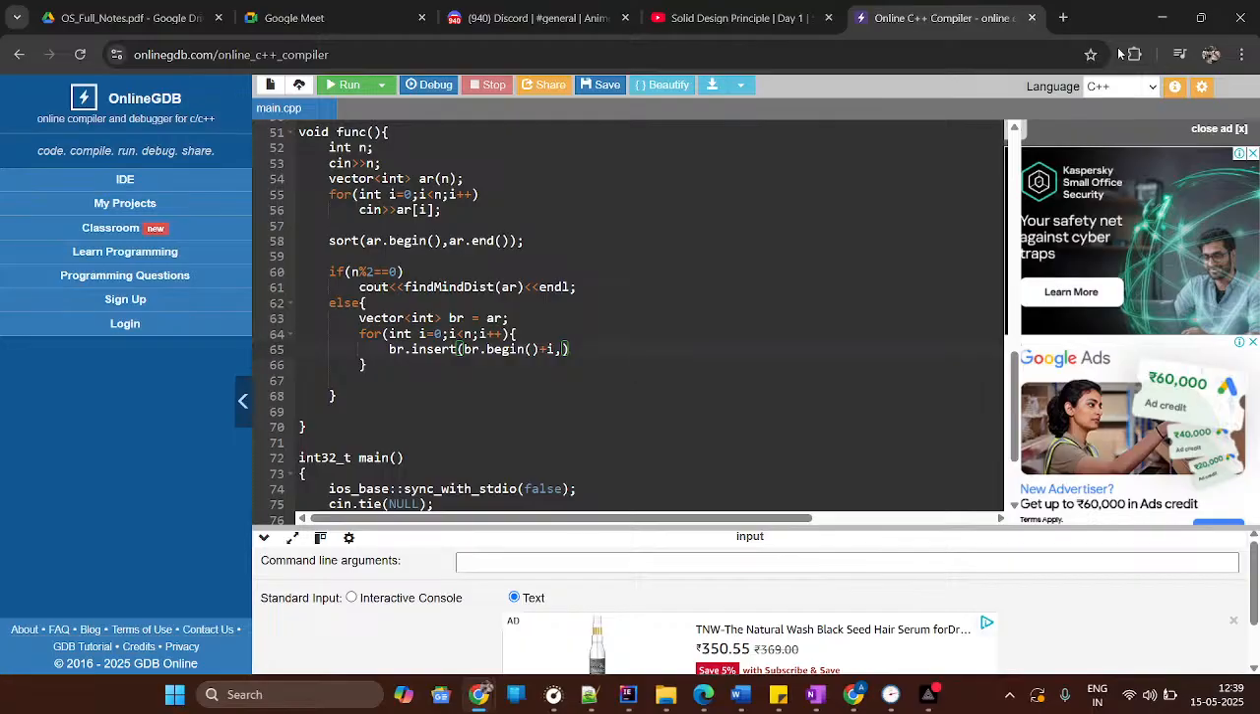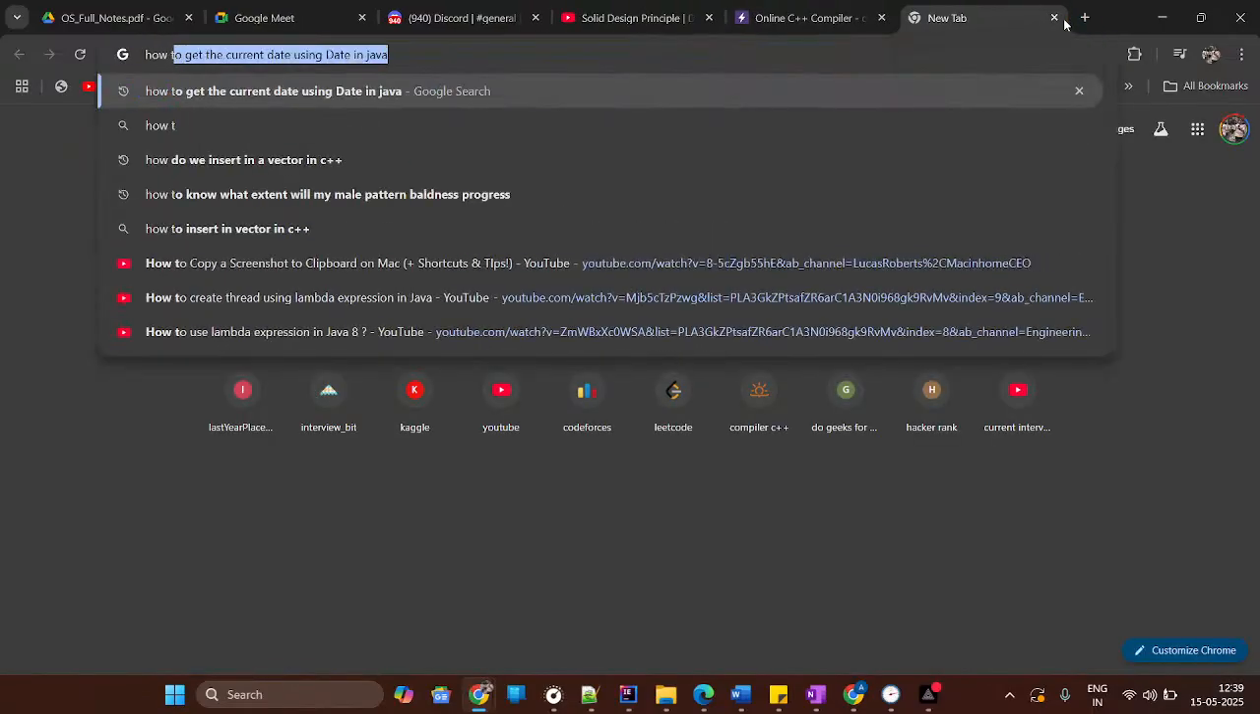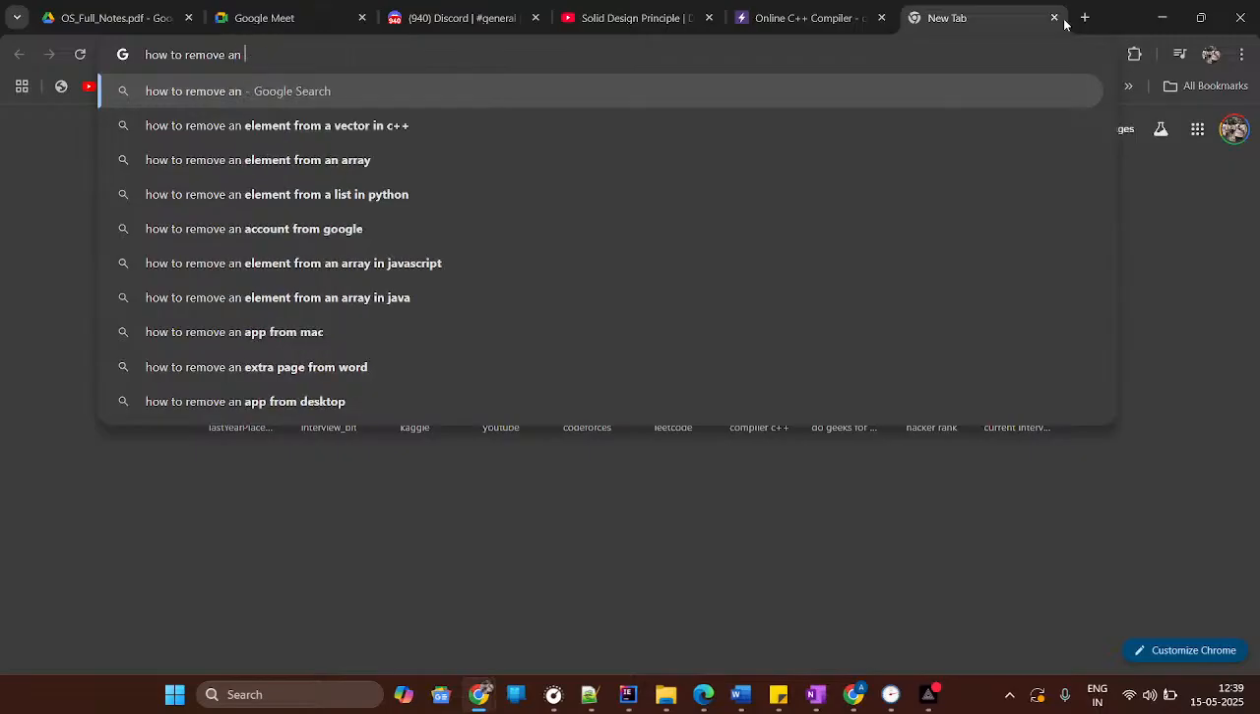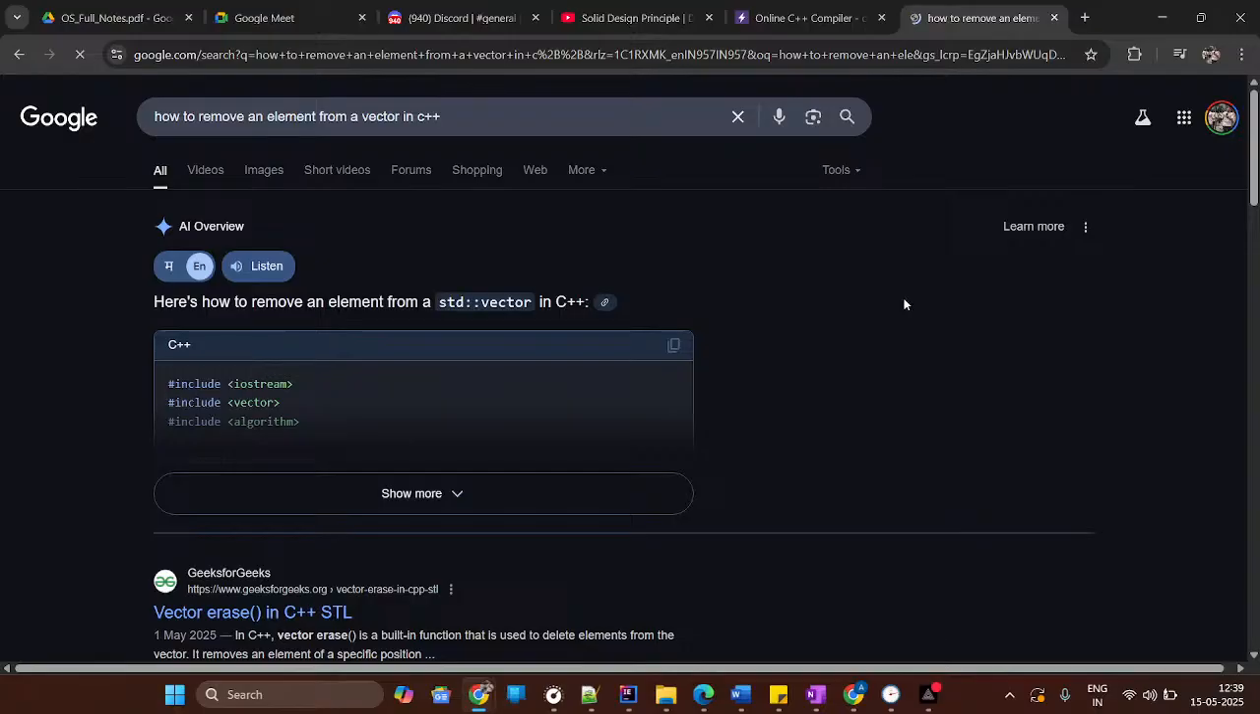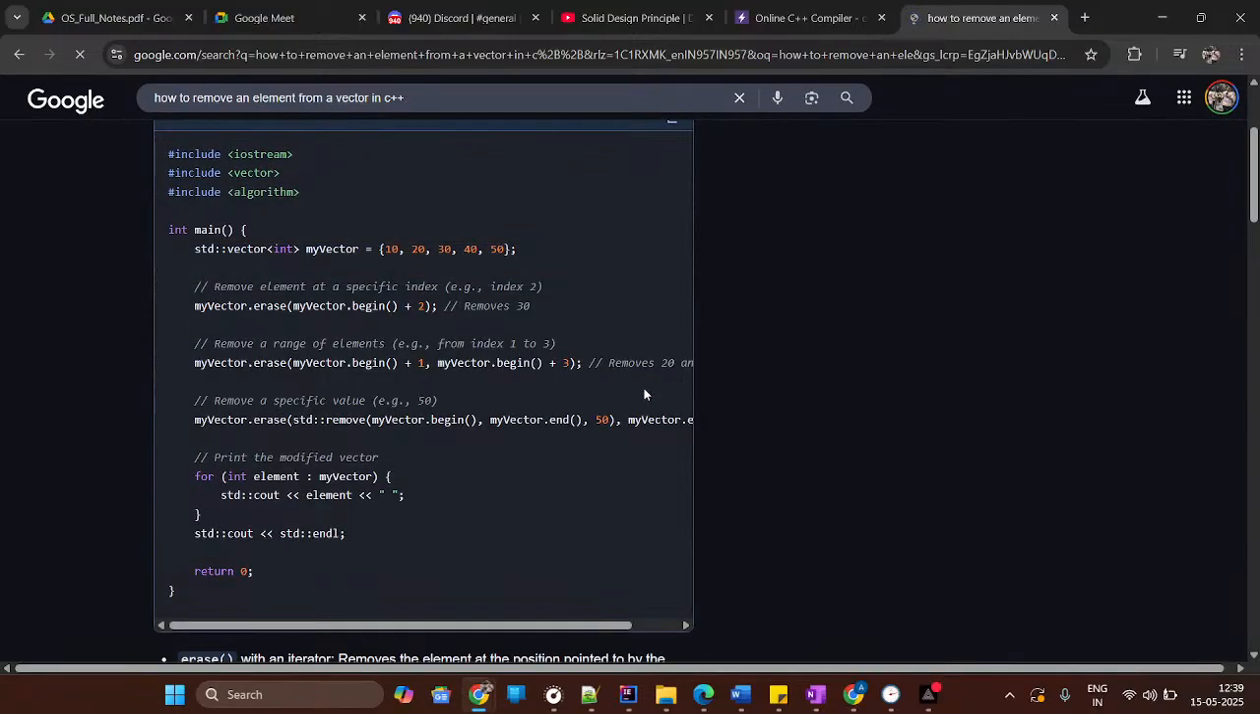Now I have to write the code for how to remove an element from a vector. Erase. Oh, okay. This is simple enough.